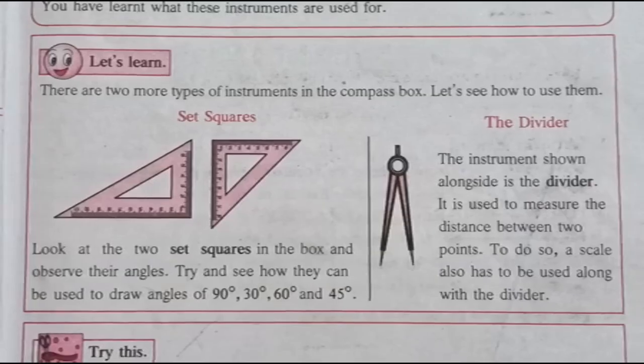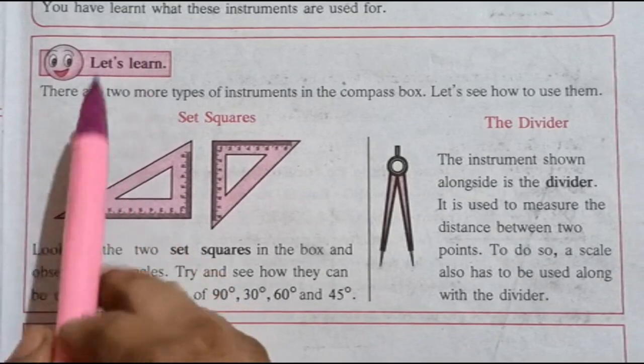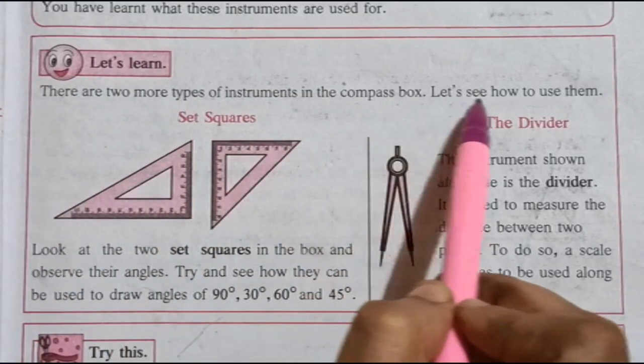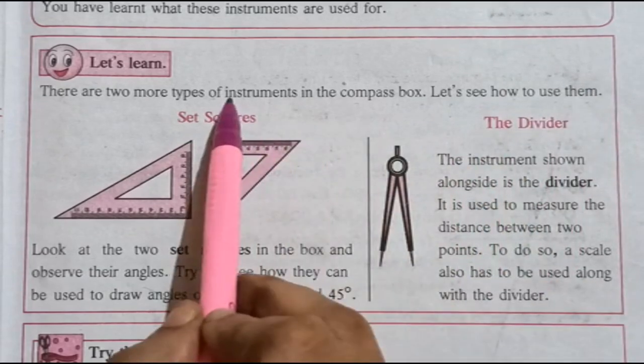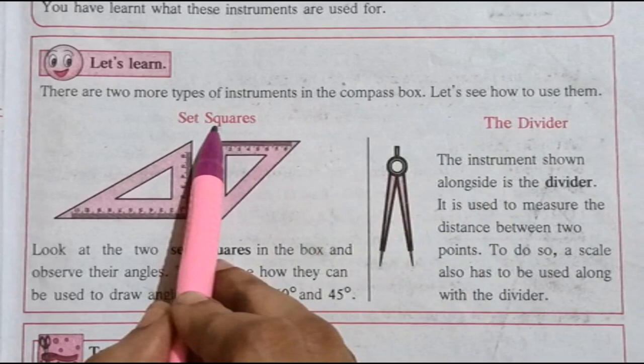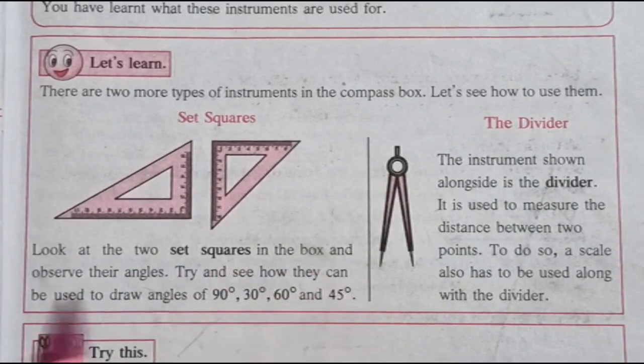Okay, now students, we are going to learn, that is, 'Let's learn'. In this there are two more types of instruments in the compass box. Let's see how to use them. The first is set squares. Look at the two set squares in the box and observe their angles. Try and see how they can be used to draw angles of 90 degrees, 30 degrees, 60 degrees and 45 degrees.